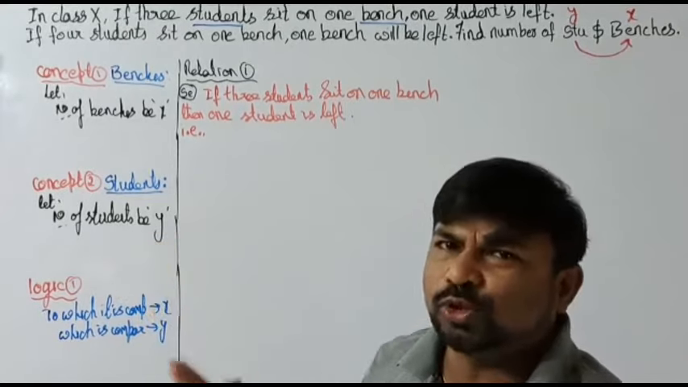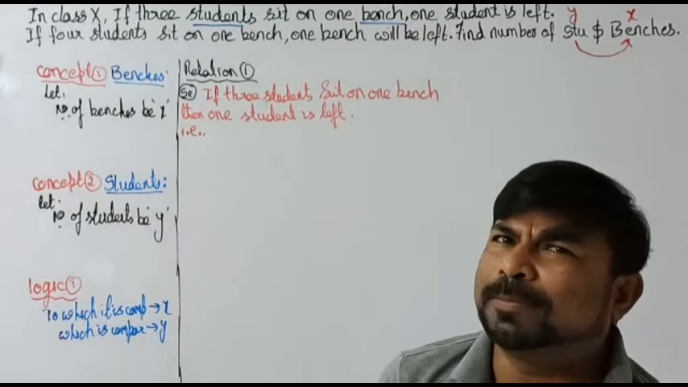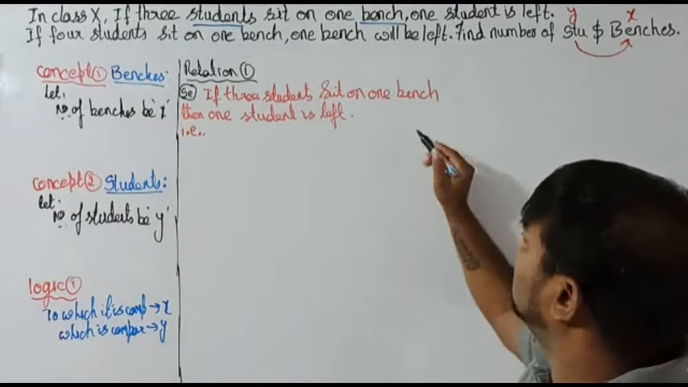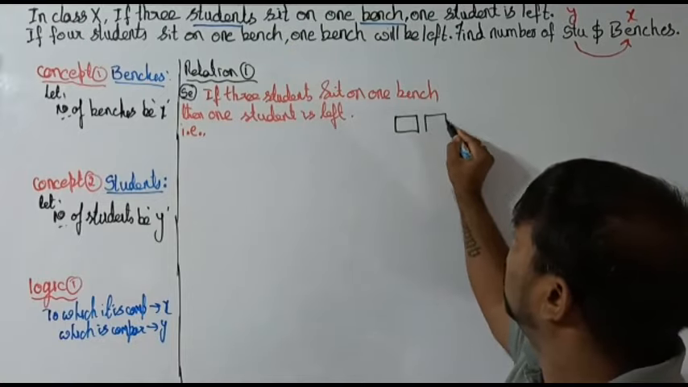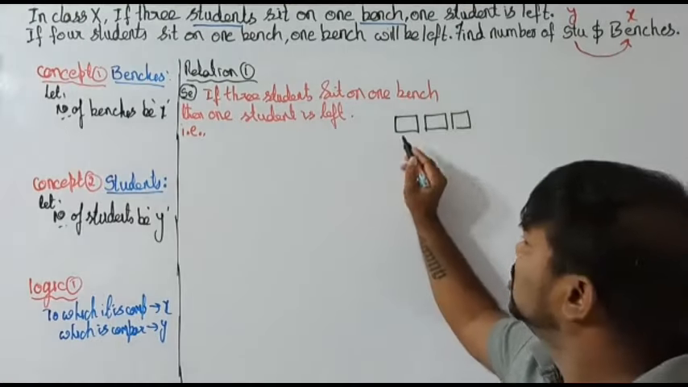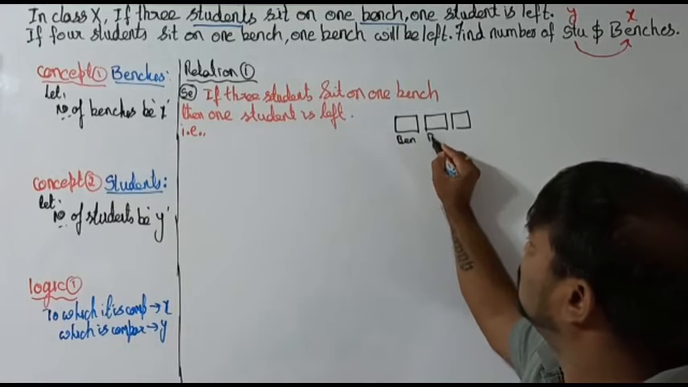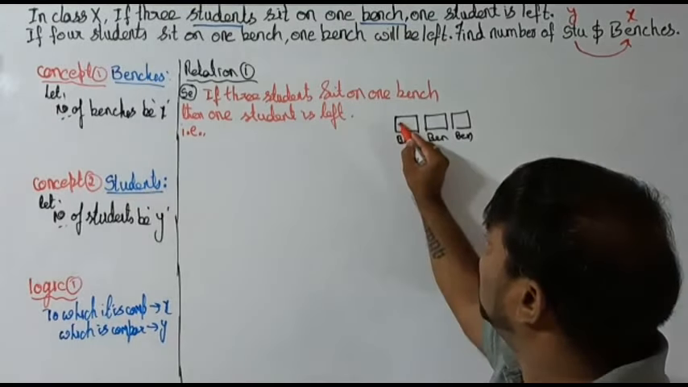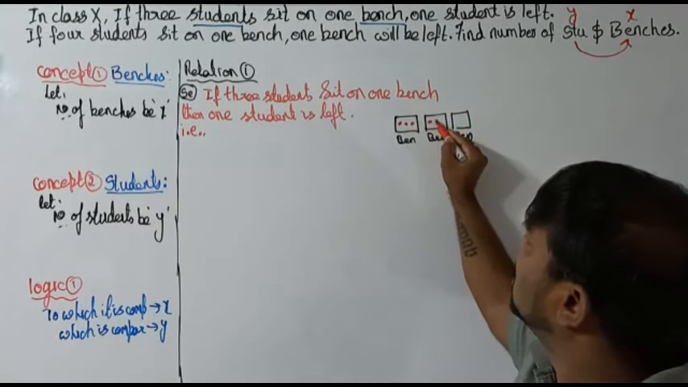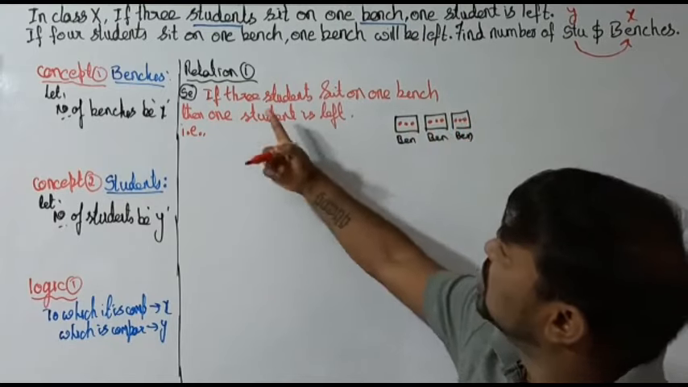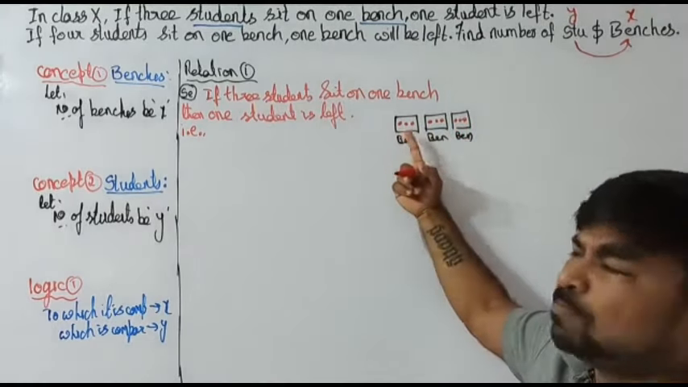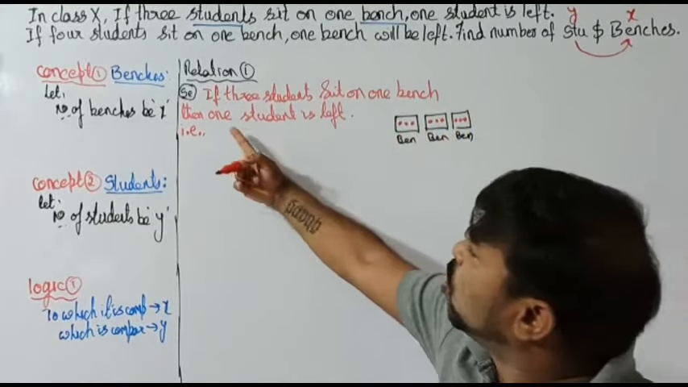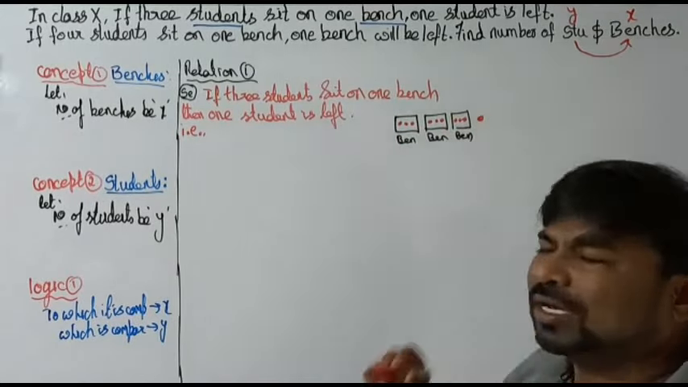Now, how many students are there according to him? How many people are sitting on each bench? If you consider these as benches, and 3 are sitting on each bench, 1 student is left. This is what he has seen.